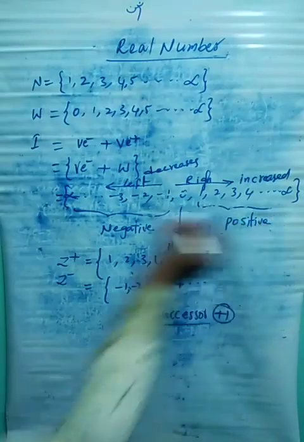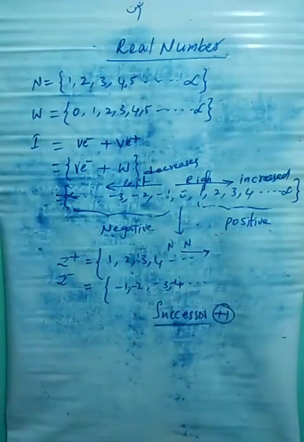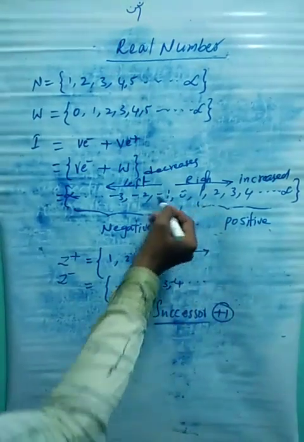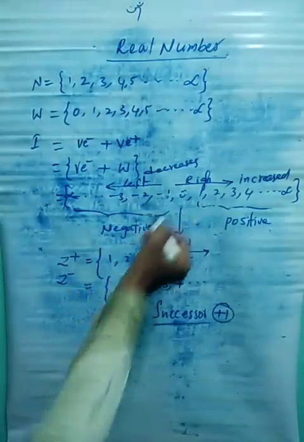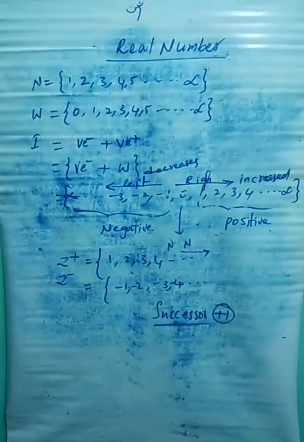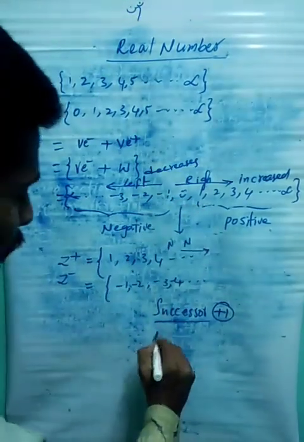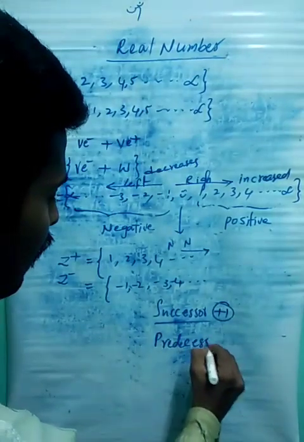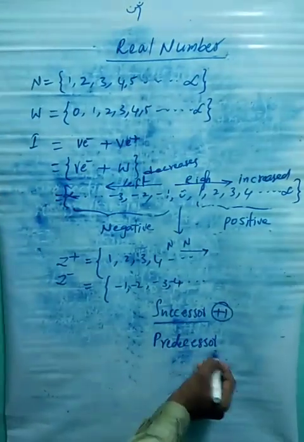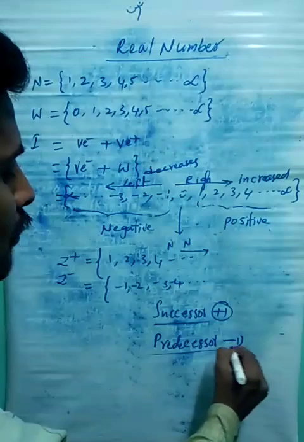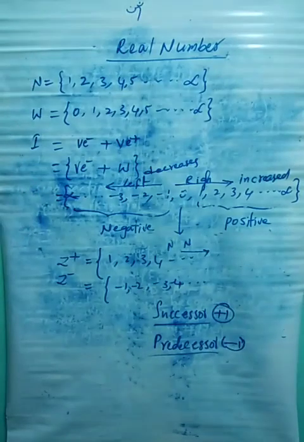Every integer also has a predecessor. Predecessor means minus 1. For example, the predecessor of 0 is minus 1, and the predecessor of minus 1 is minus 2. Every integer has a predecessor.